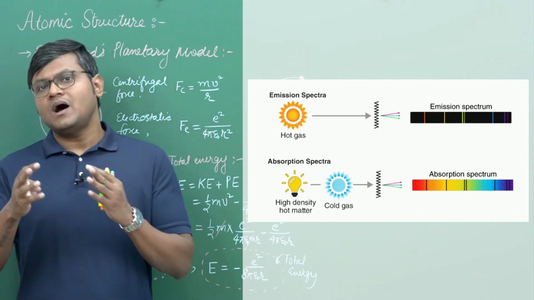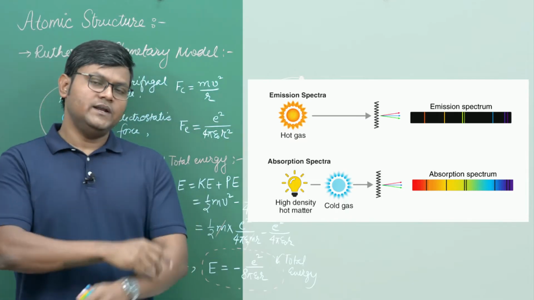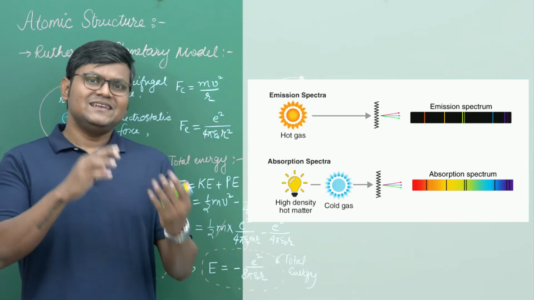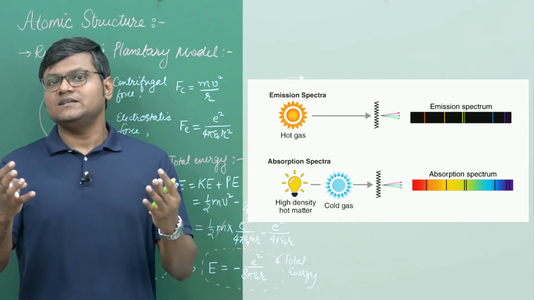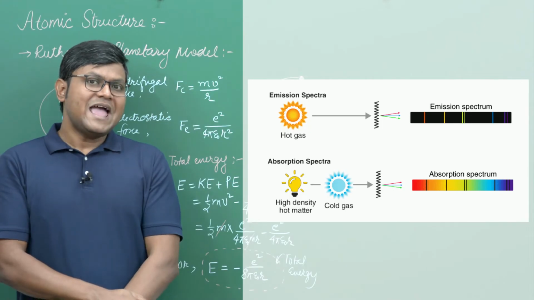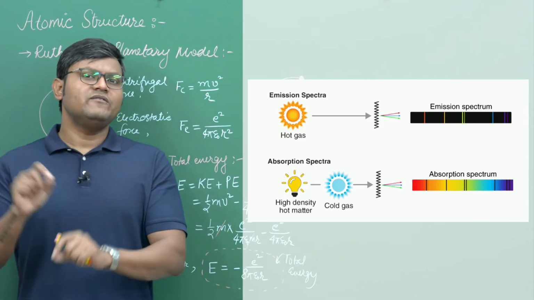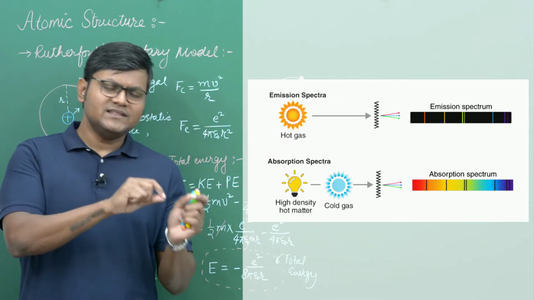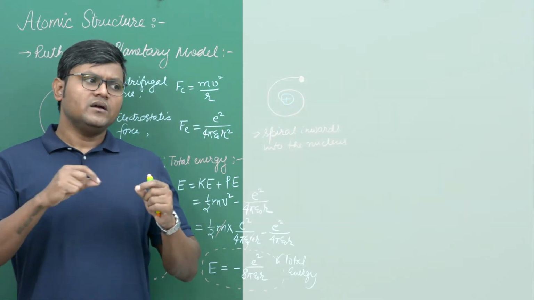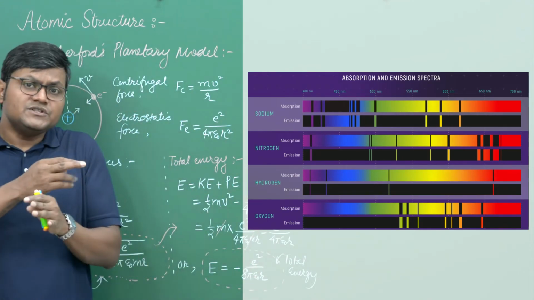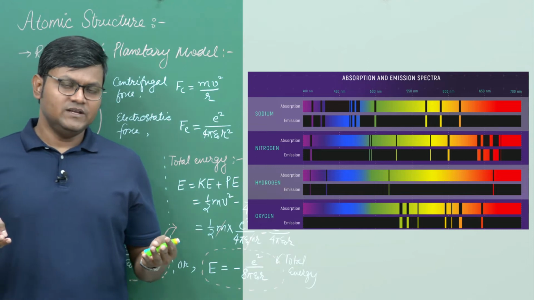Similarly, if we pass light through a particular gas medium, then we find that some of the wavelengths of the incident light get absorbed by the gaseous medium, and some specific wavelengths are missing, which is known as absorption spectra. So the emission and the absorption spectra are a characteristic of chemical elements, and they are very much discrete in nature, as you can see from the diagrams.